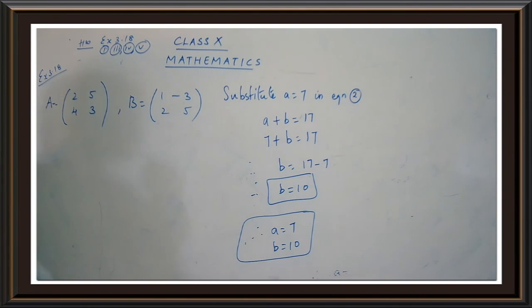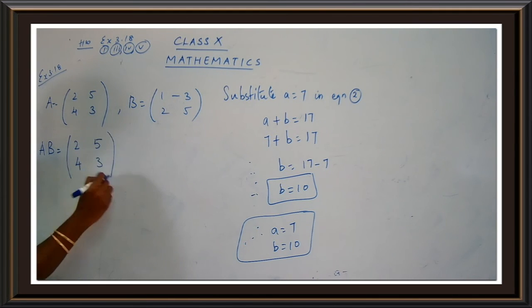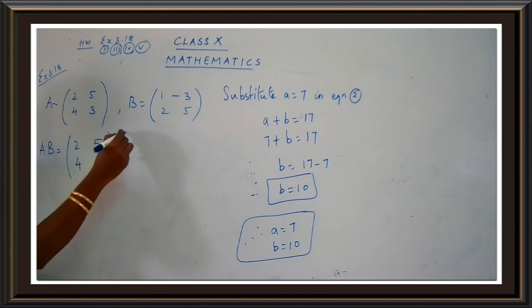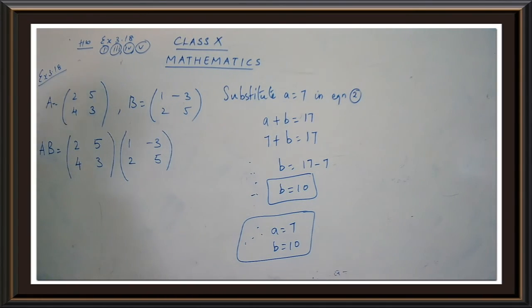So we are going to find the product AB and the product BA. Have you taken down the question, children? Shall we start with the answer? Let's work it out, you do the sums along with me. First of all, I'm going to find the product AB. So write AB. Take the matrix A, [2, 5; 4, 3], and write the matrix B, [1, -3; 2, 5].